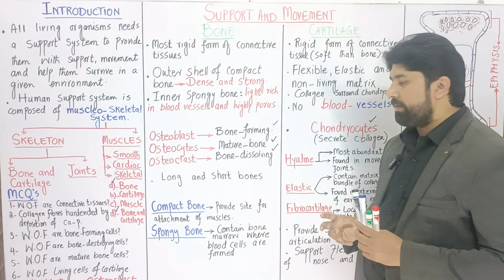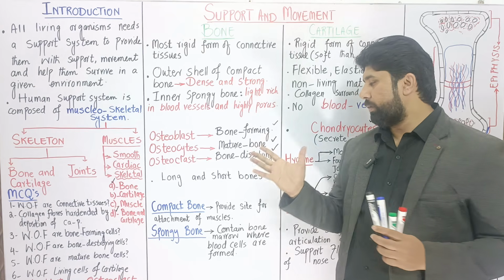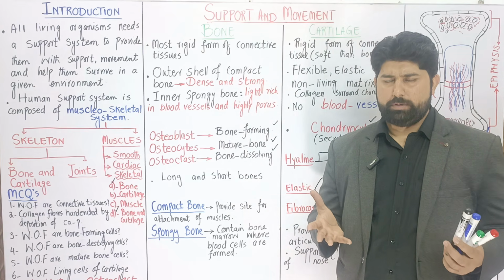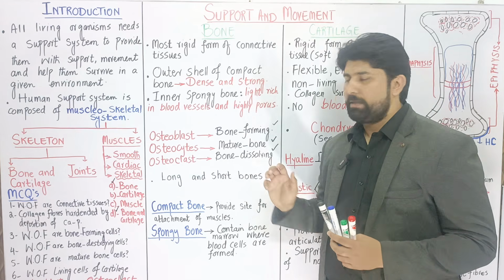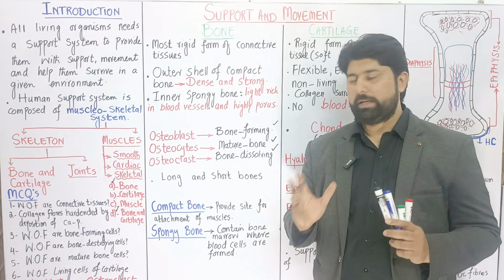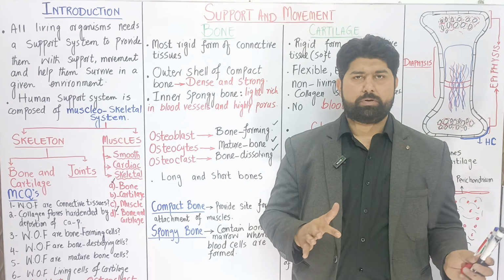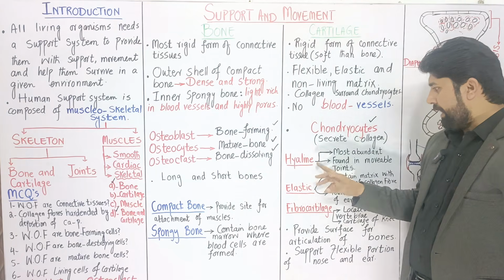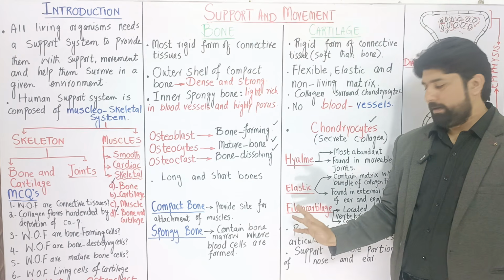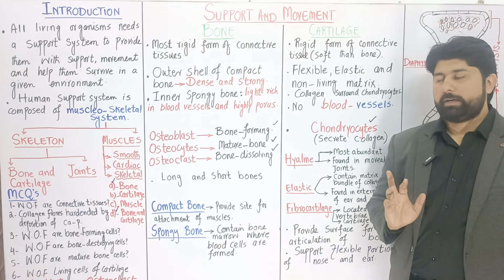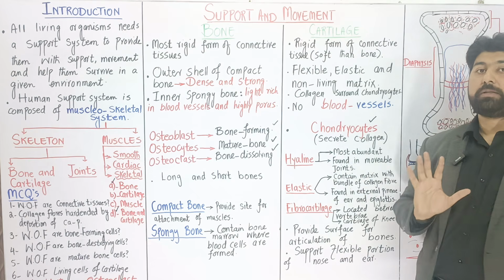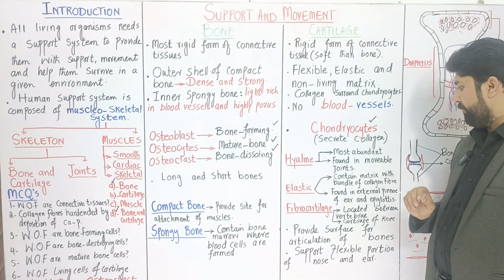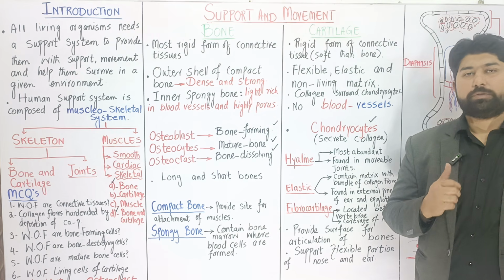Next, we have the types of bone and cartilage. The bones are classified on different bases. I classify the bone on the basis of their length, like we have long bones and short bones. But we have three types of cartilage: hyaline cartilage, elastic cartilage, and fibrocartilage. The hyaline cartilage is the most abundant type of cartilage, and it is found in the movable joints.